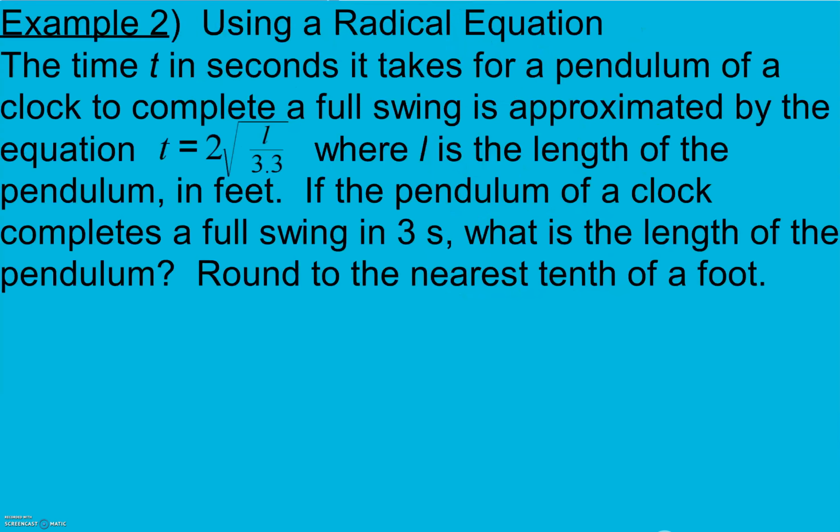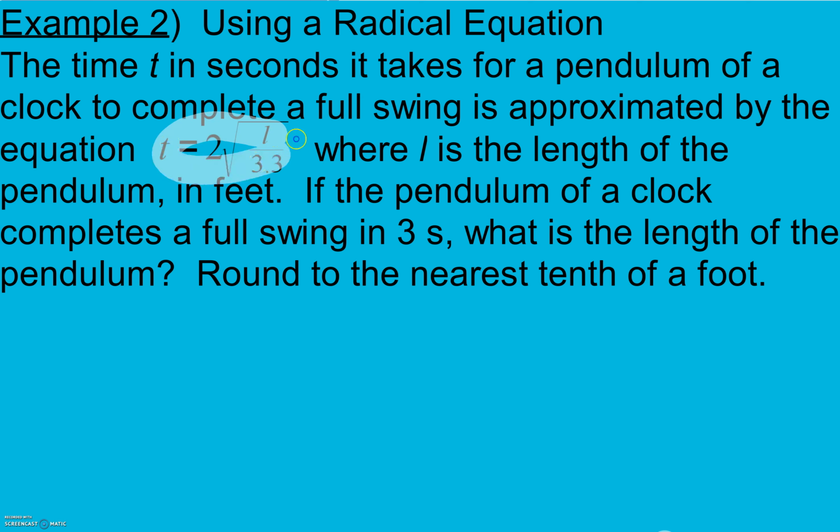In example 2 here, we're going to be using a radical equation. The time t in seconds it takes for a pendulum of a clock to complete a full swing is approximated by the equation t equals 2 times the square root of L divided by 3.3, where L is the length of the pendulum in feet. If the pendulum of a clock completes a full swing in 3 seconds, what is the length? Here we're going to round to the nearest tenth of a foot.